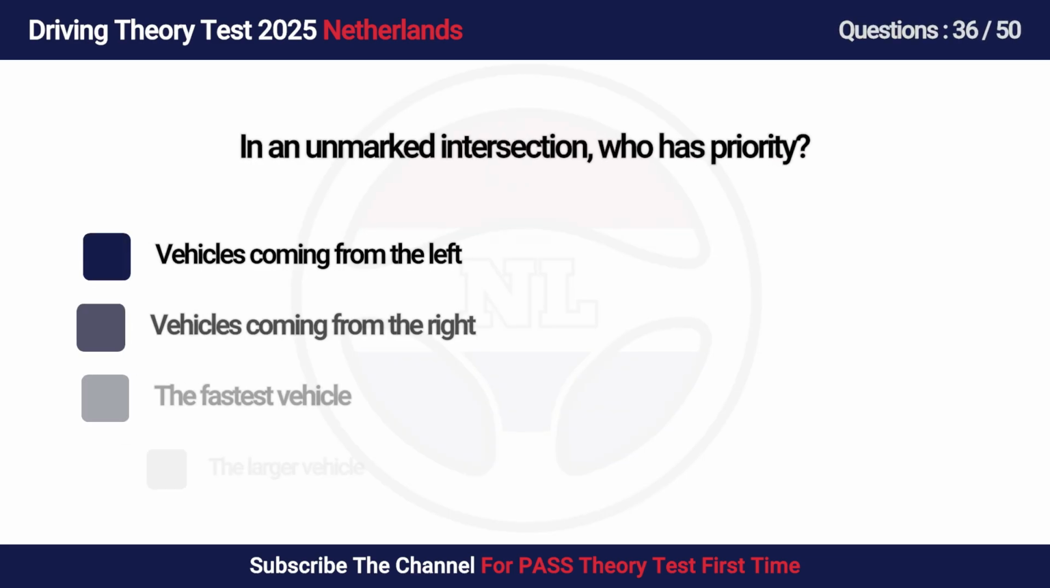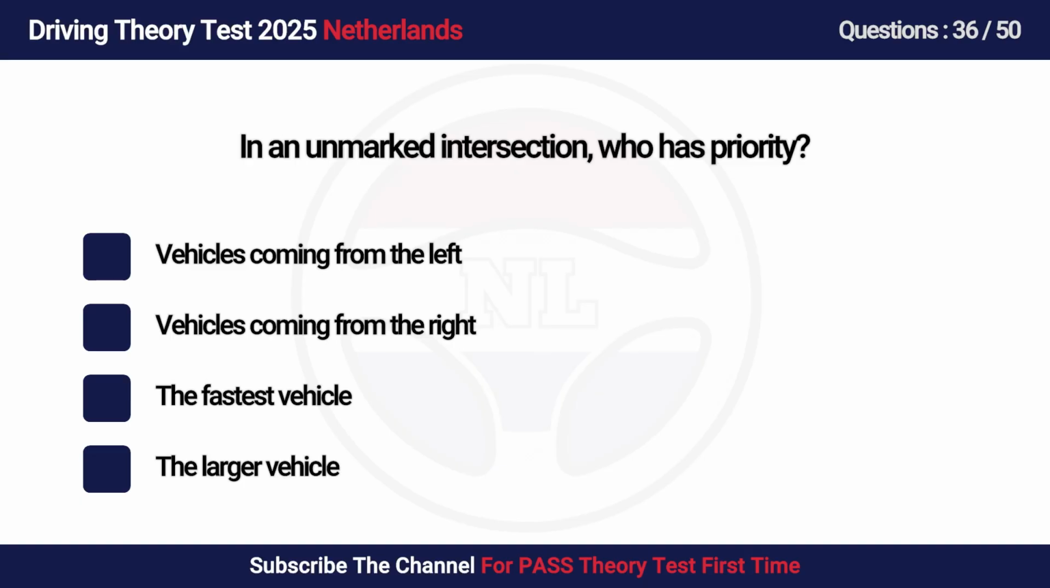Question 36. In an unmarked intersection, who has priority? A. Vehicles coming from the left. B. Vehicles coming from the right. C. The fastest vehicle. D. The larger vehicle.